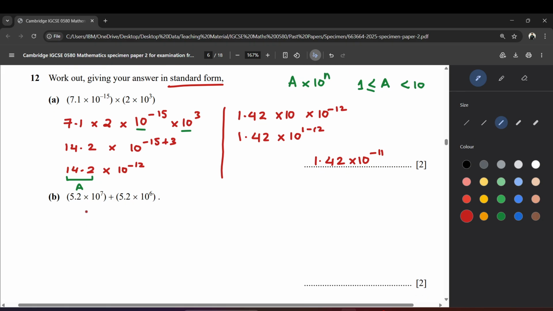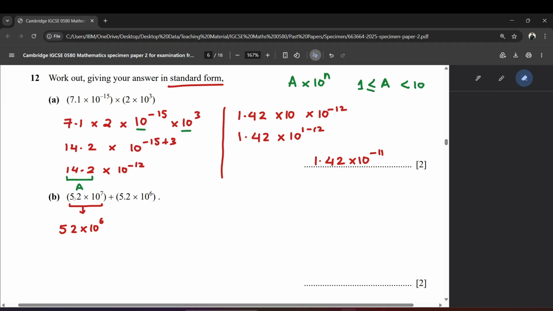Okay, part B. 5.2 into 10 to the power 7 plus 5.2 into 10 to the power of 6. Now, one of the common mistakes that students make in these types of questions is that they directly add 5.2 and this 5.2. Okay, that is completely incorrect. You cannot add them directly. So what we have to do is, if you want to add these two values, their powers must be the same. So what I can do is, I can write this as 52 into 10 to the power of 6.